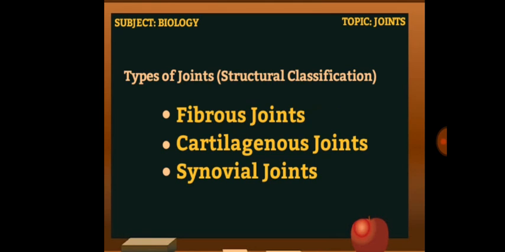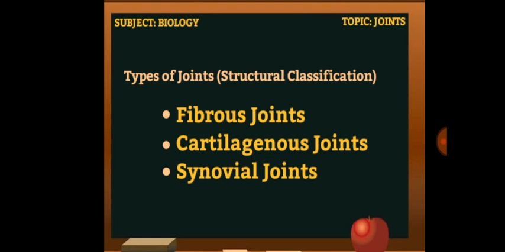Fibrous joints are joints held together by fibrous connective tissue. Fibrous joints do not have any cavity or space between the bones and therefore do not move at all. An example of fibrous joints are the sutures found only in the skull. Cartilagenous joints are joints with bones connected by cartilage, which is either hyaline cartilage or fibrocartilage. An example of cartilagenous joint is found between the vertebrae and between the pubic bones.